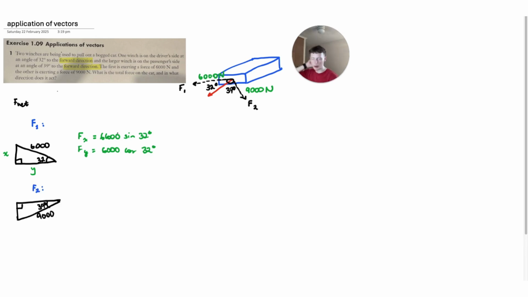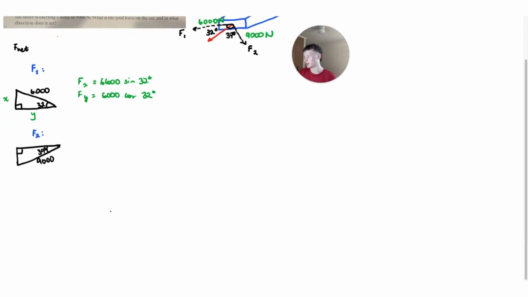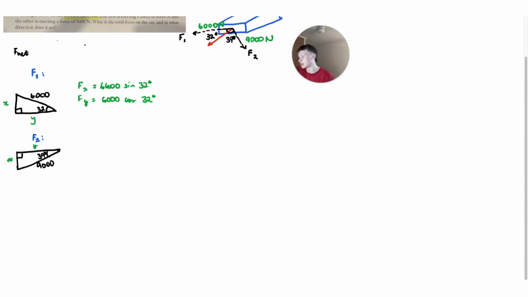Okay, and then I've repeated that diagram process for F2. And actually I should define again, this is Y, this is X. And so now the force in the X direction is going to be 9,000 sine of 39. I'll just pause here, by the way.